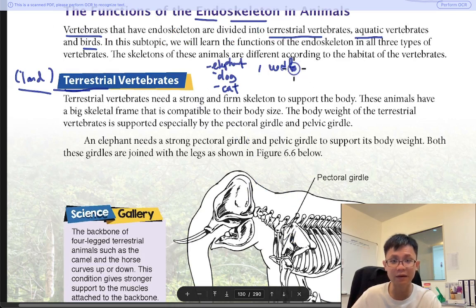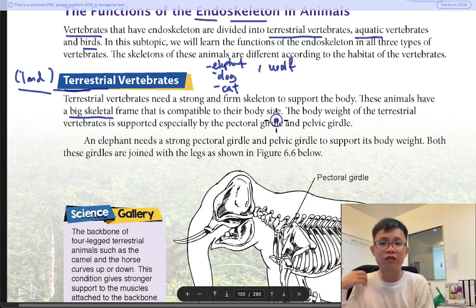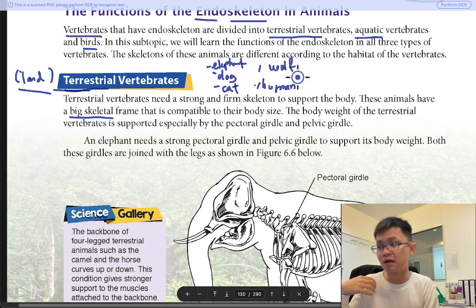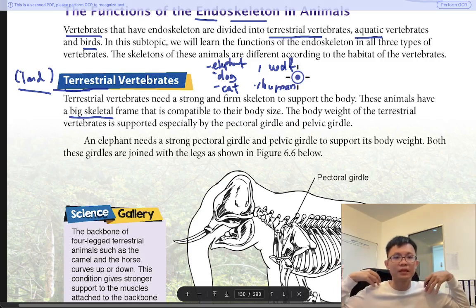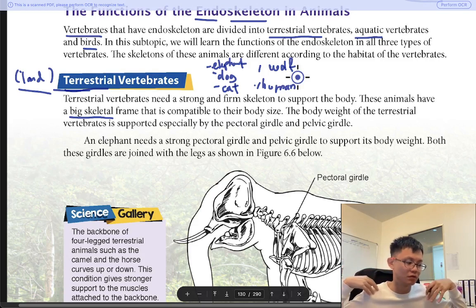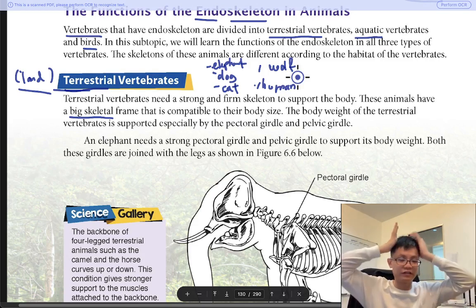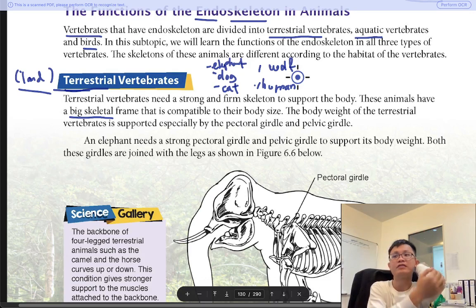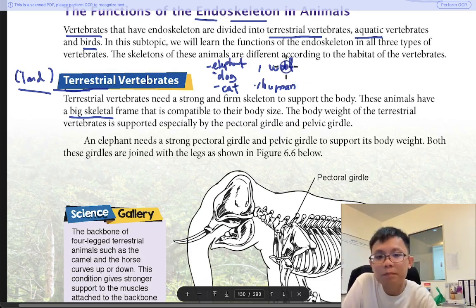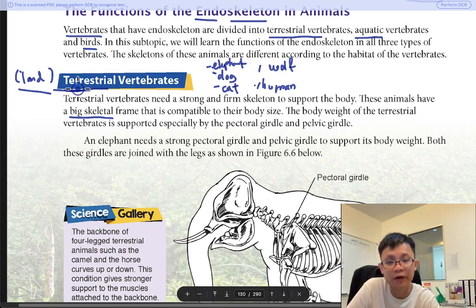So for this animal that live on the land, the animal have big frame skeleton. You can see our bone. Human also is terrestrial. The bone is bigger and stronger. You can see our shoulder, the muscle is on our shoulder, and some more the head also is very strong. Here also is very strong. Okay, so this is called terrestrial vertebrate.